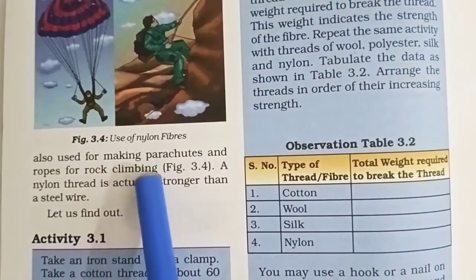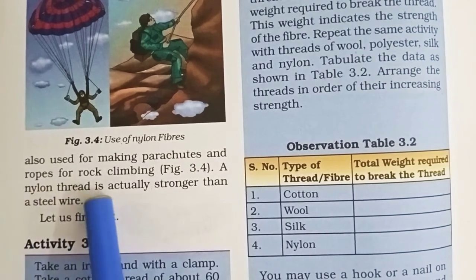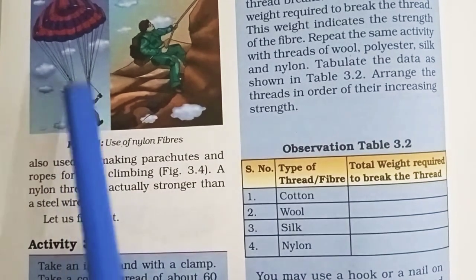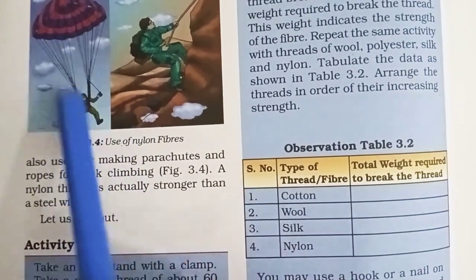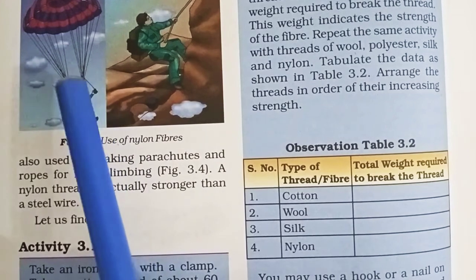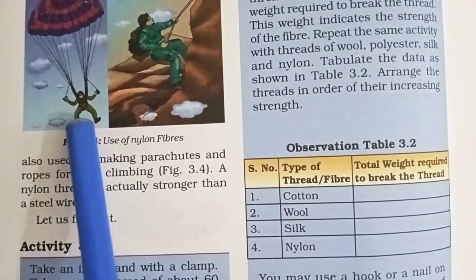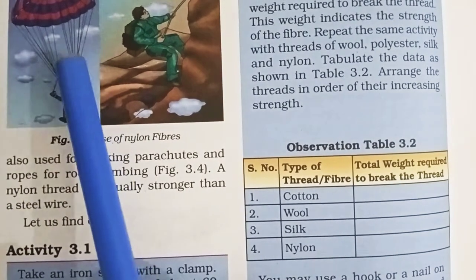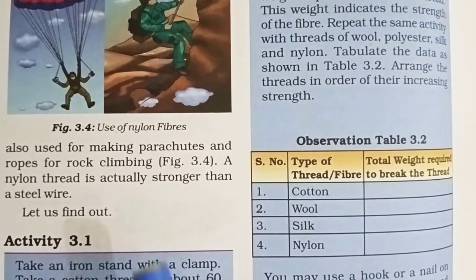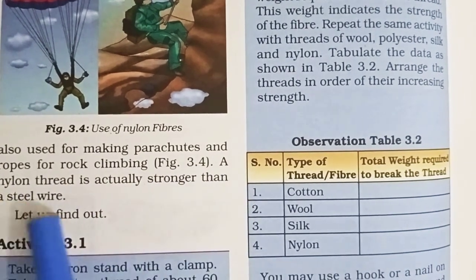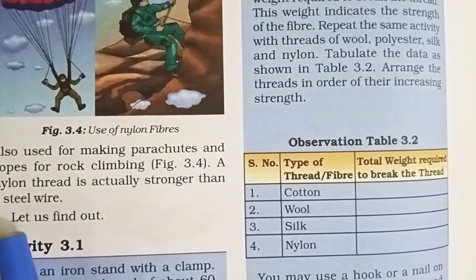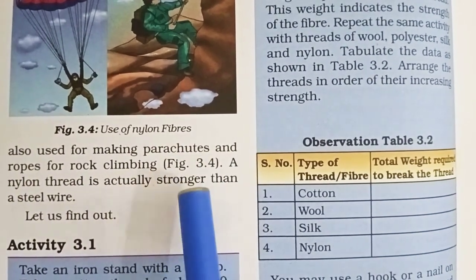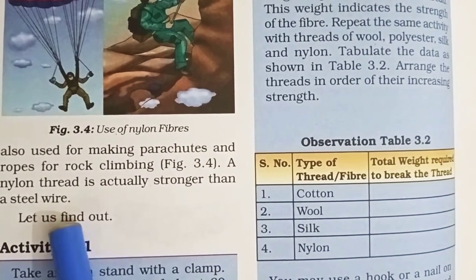Nylon is also used for making parachutes and ropes for rock climbing. See the figure. See, if these ropes are not so thick, not so strong, can they protect this guy? No, isn't it? So they must be very strong. That's why they have chosen our nylon as the raw material. A nylon thread is actually stronger than a steel wire. What are they saying? Nylon thread is actually stronger than a steel wire also.